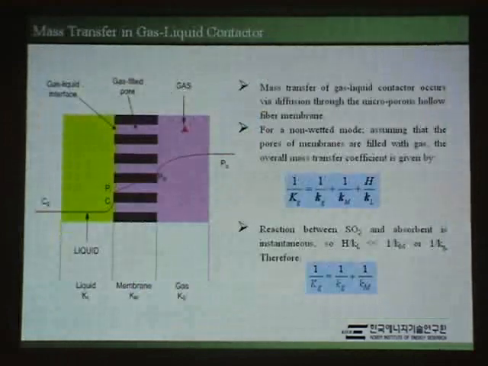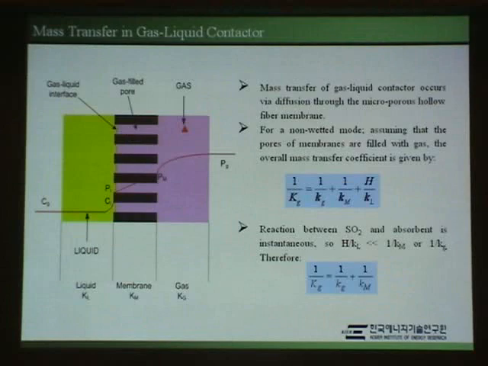The mass transfer in the gas-liquid contactor occurs via diffusion across the membrane, and for a non-wetted membrane, assuming that the pores of the membrane are filled with gas, the overall mass transfer coefficient is a combination of three terms. This is the gas phase mass transfer coefficient, the membrane coefficient, and of course the liquid phase mass transfer coefficient.